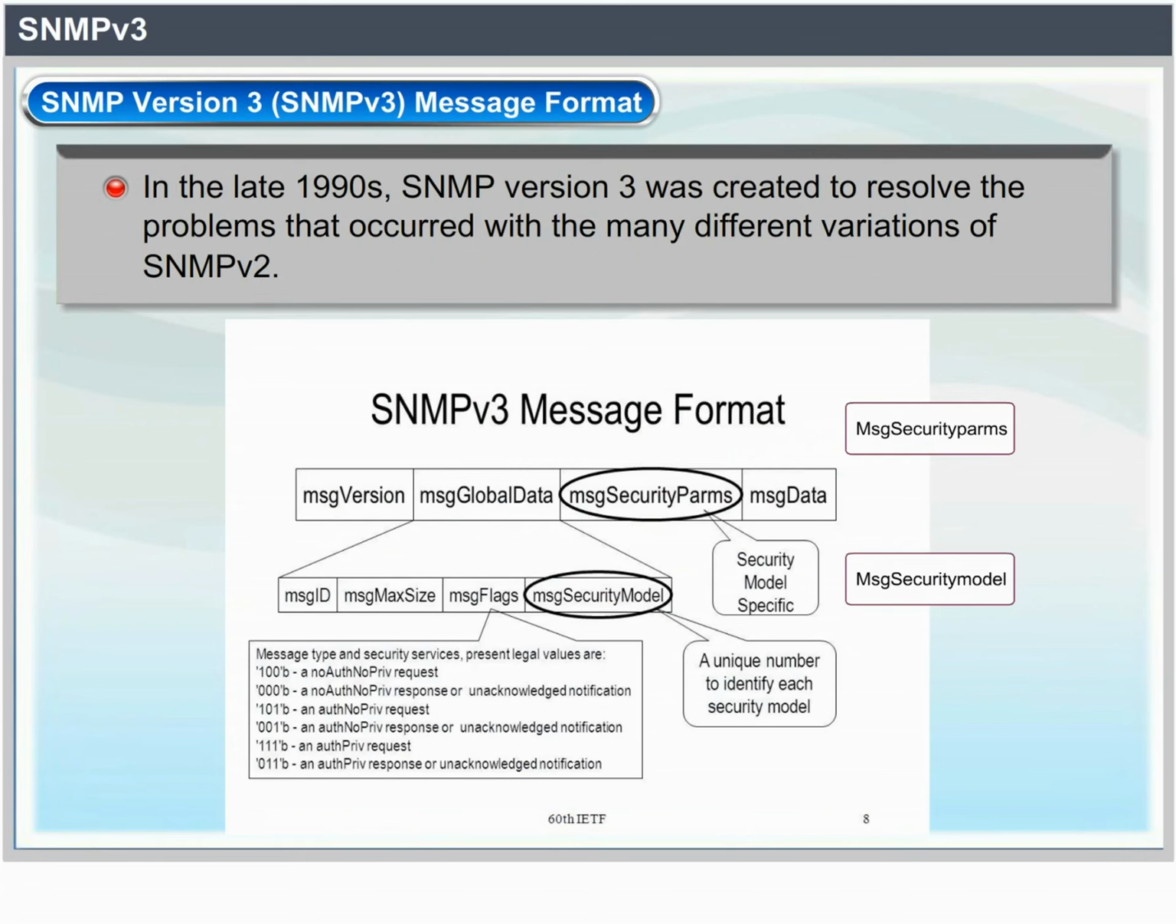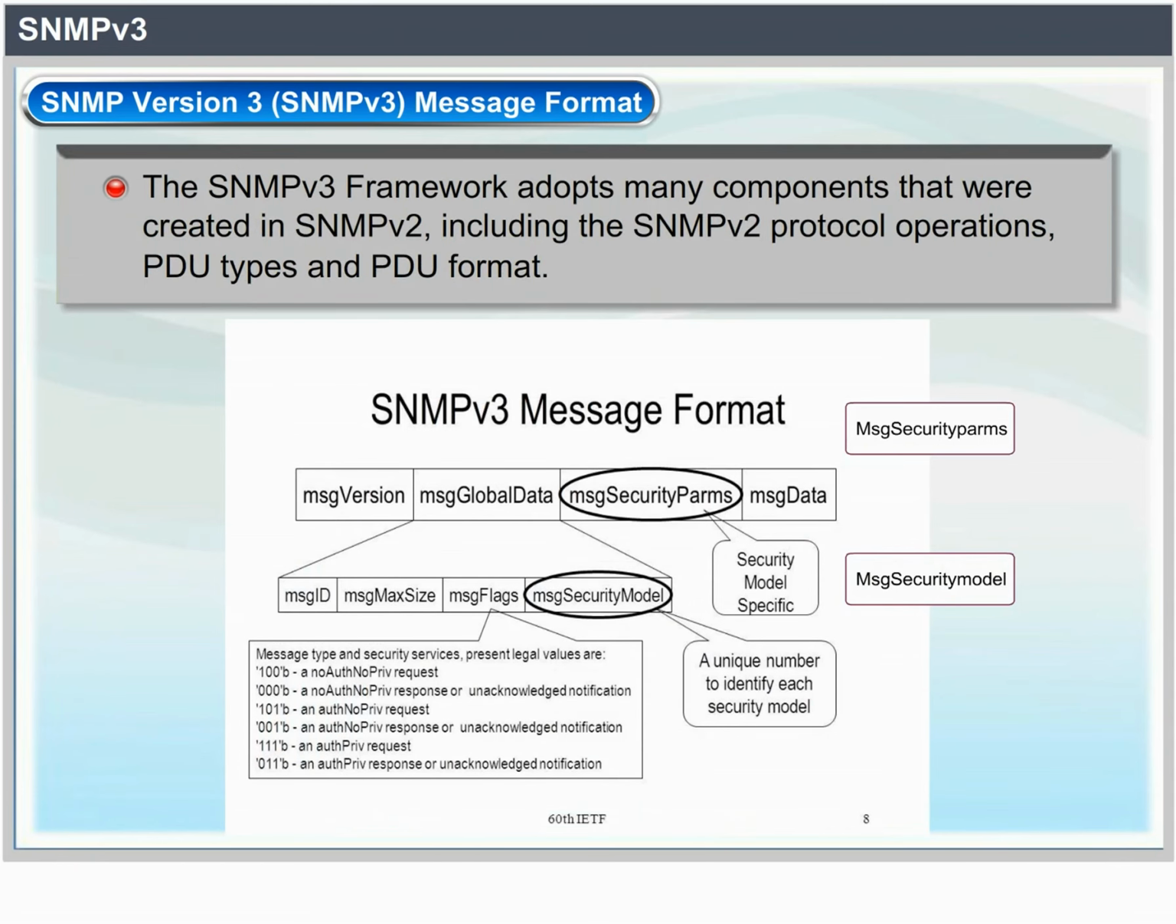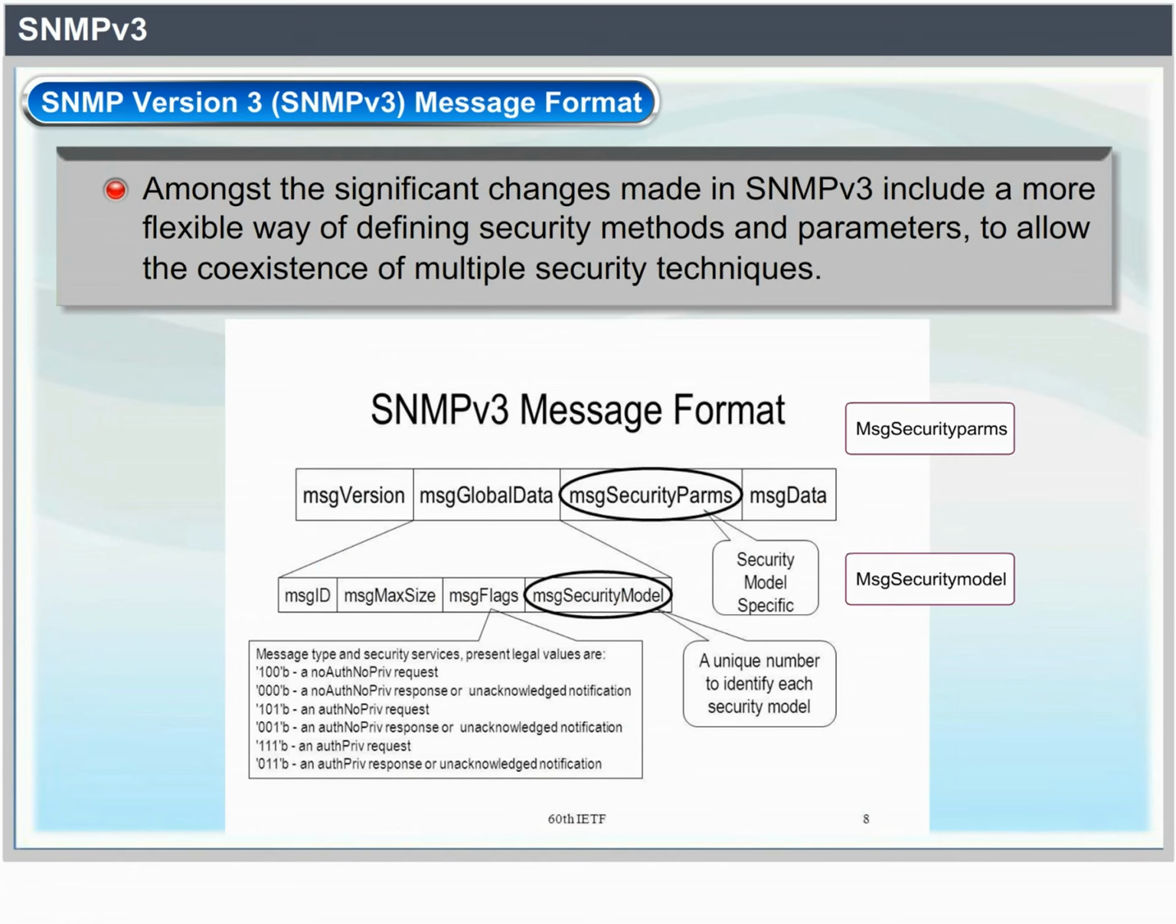The SNMP v3 framework adopts many components that were created in SNMP v2, including the SNMP v2 protocol operations, PDU types, and PDU format. Amongst the significant changes made in SNMP v3 include a more flexible way of defining security methods and parameters to allow the coexistence of multiple security techniques.